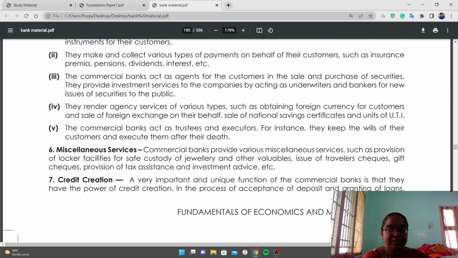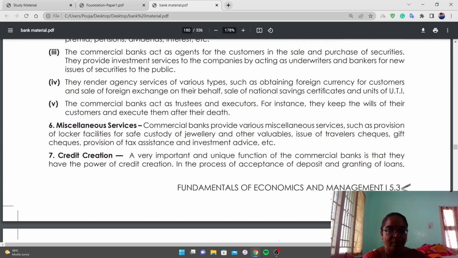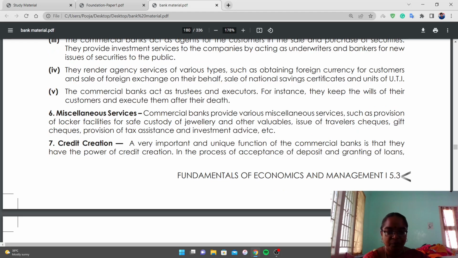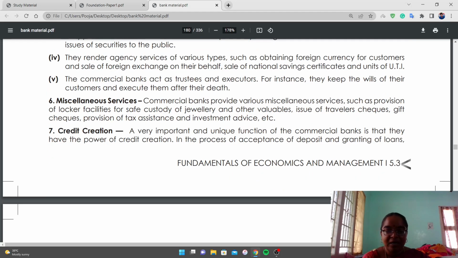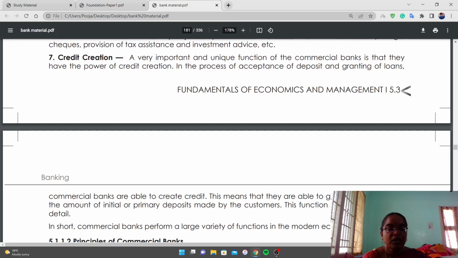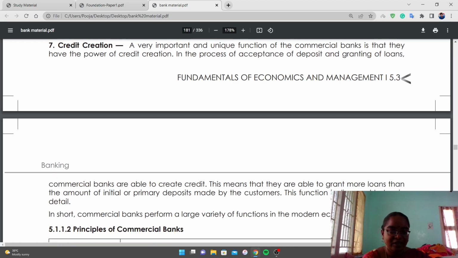Credit creation. It's a very important and unique function of commercial banks, that is credit creation. By accepting deposits and granting loans, the commercial banks are able to create credit. This means that they are not able to grant more loans than the amount of initial or primary deposits. For example, the bank is holding rupees 10 crore deposits means beyond the 10 crore deposit, it does not lend money. That is credit creation.